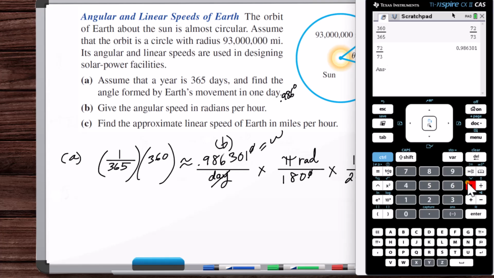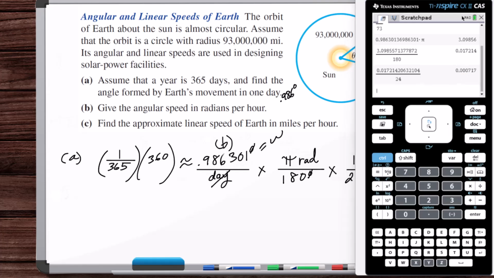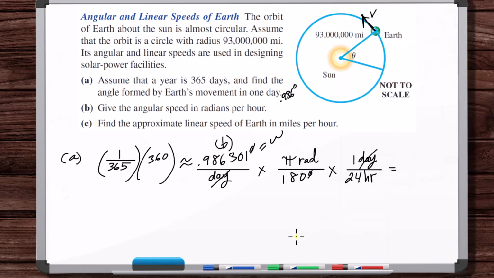So there's 0.986 times pi divided by 180 divided by 24. Okay, 0.000717 radians per hour.